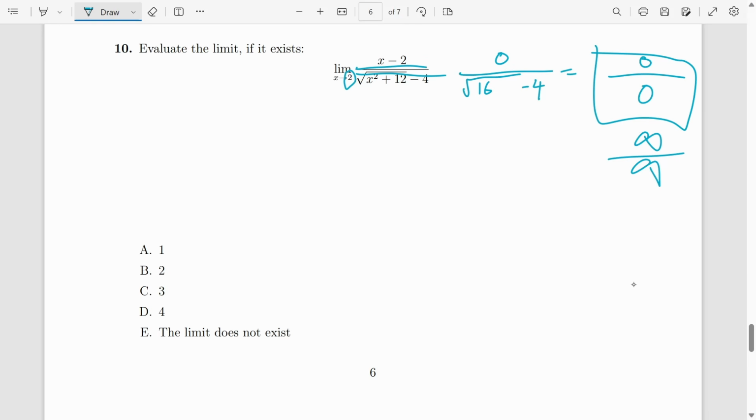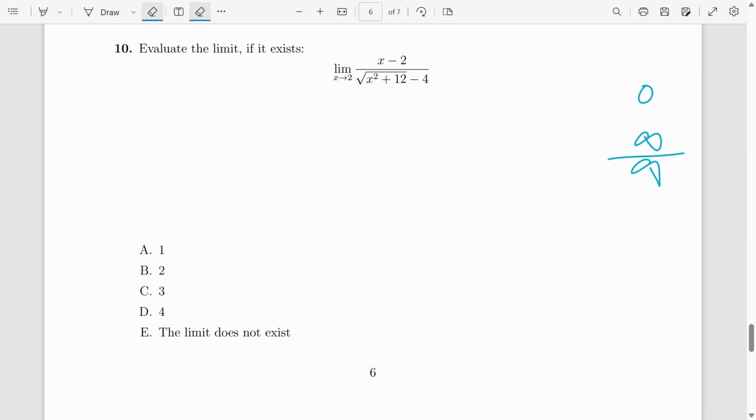So when you do the derivative of the top and the bottom, and then you can plug in 2 after that, it'll probably work out and you'll get your right answer here. It doesn't change the limit at all. So that's what we're going to do now. We're going to take the derivative of both the top and the bottom.